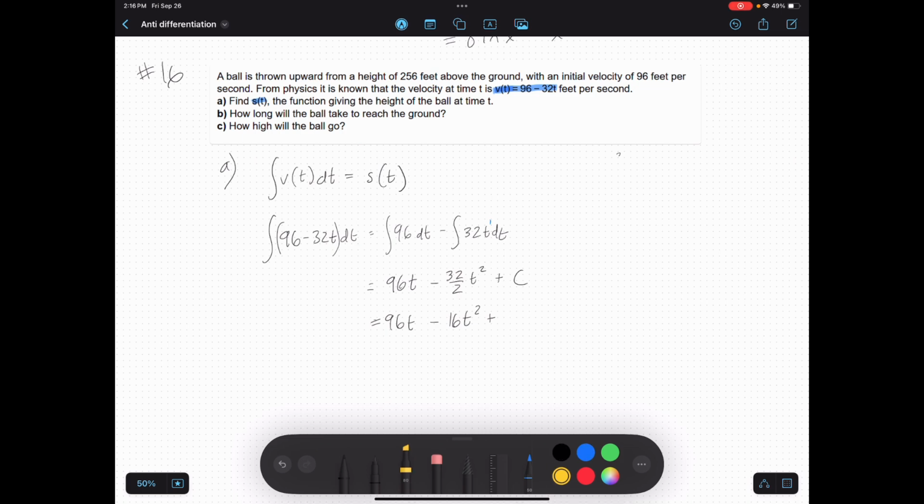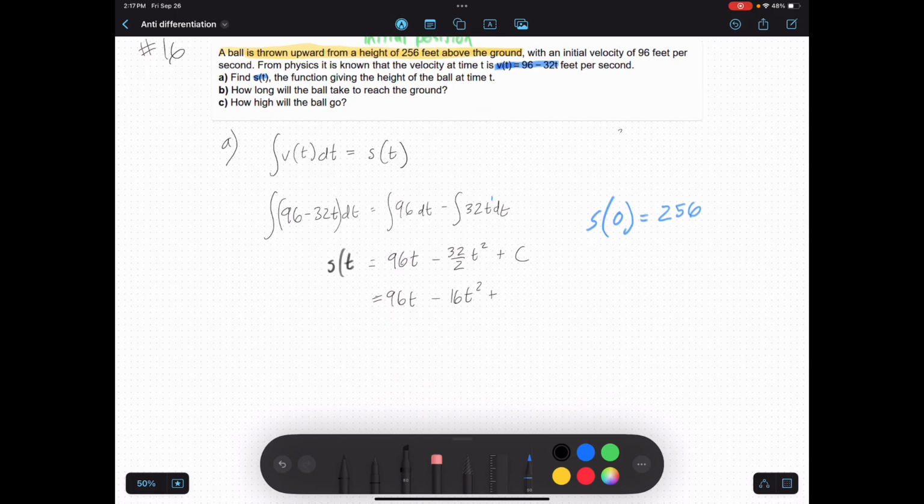In this problem, we can actually figure that out using this piece of information. What does this problem tell me first? It tells me the ball is thrown upwards from my height of 256 feet. This represents my initial height or my initial position. A mathematics way of thinking of this is S of 0 is equal to 256, right? My position at time 0 is equal to 256 feet. So what that represents is that's a data point.